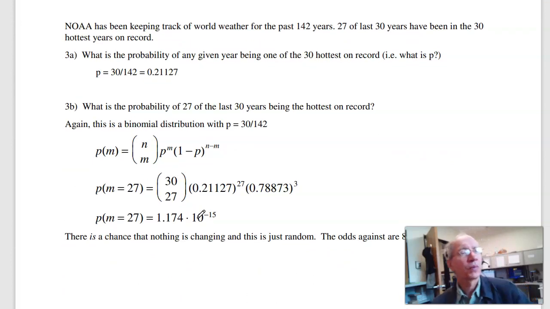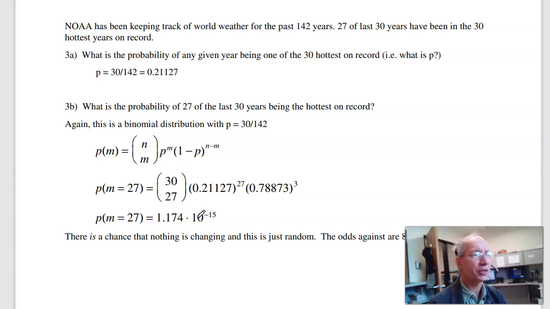Problem 2. If you go to the National Oceanic and Atmospheric Administration, NOAA, they've been monitoring world weather for 142 years. 27 of the last 30 years have been in the 30 hottest years on record. What's the probability that's just chance?